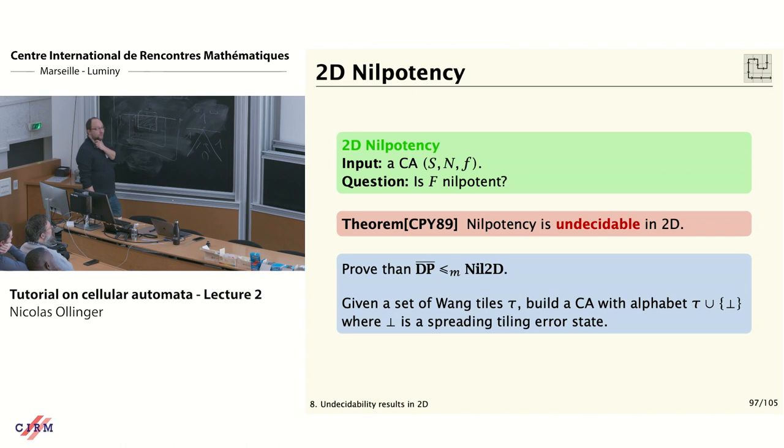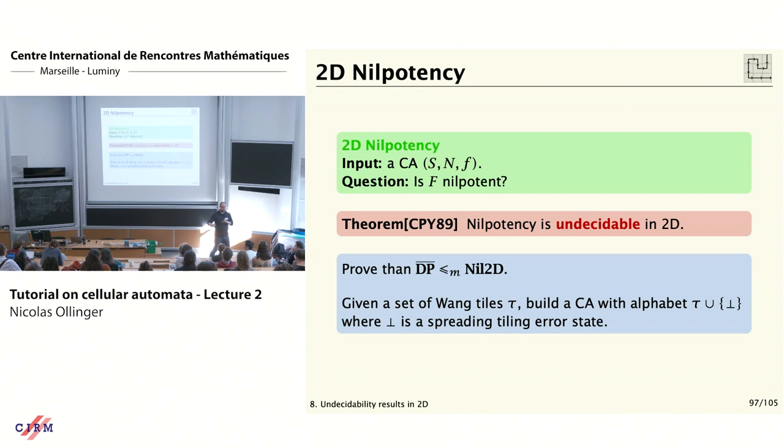So, in two dimensions, how does it work? In two dimensions, the idea is simple. We will encode a set of Wang tiles into a cellular automaton so that when the set of tiles does not tile the plane, my cellular automaton is nilpotent. And when the set of tiles tiles the plane, it's not nilpotent. How do you do that? The problem with Wang tiles is that sometimes if you put tiles at random on the floor, there might be incompatible tiles side by side. So we take the set of tiles tau as an input. We use some special error state, a spreading error state. And the rule of the cellular automaton is very basic. If I am an error state, I stay an error state. If I am a tile from the tile set, I look at my neighbors. If everything is correct, I stay in the same state. Otherwise, I enter the error state.